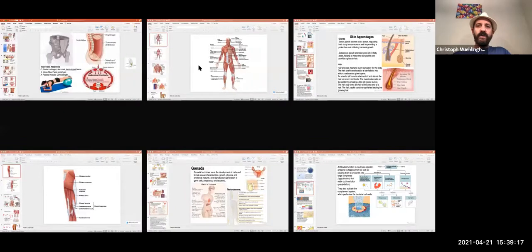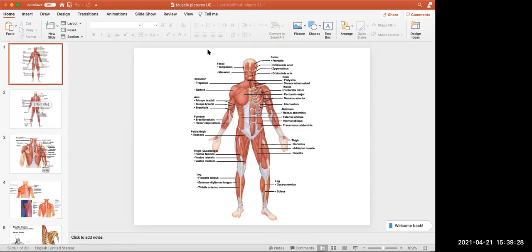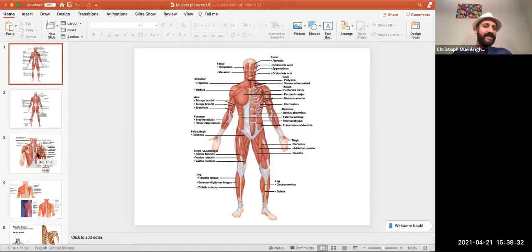So if there are no questions, we can go right to the upper extremities. Can you see my upper extremities here? Yeah? No? Uh-oh. Yes. Oh, good. All right. If no, say something.